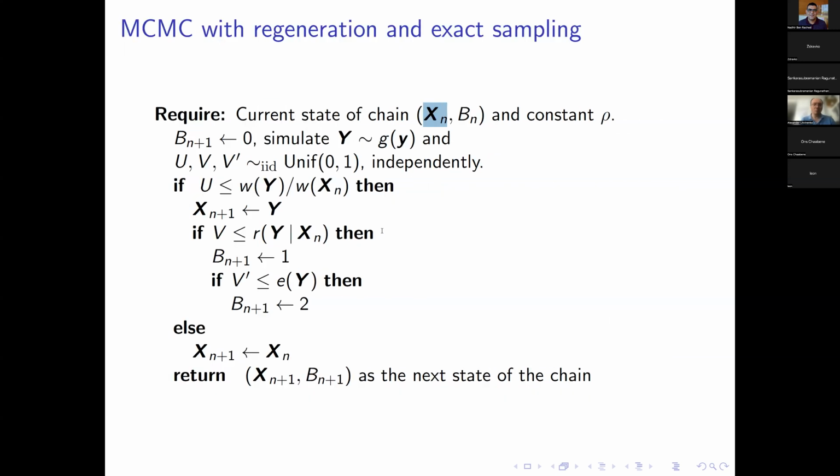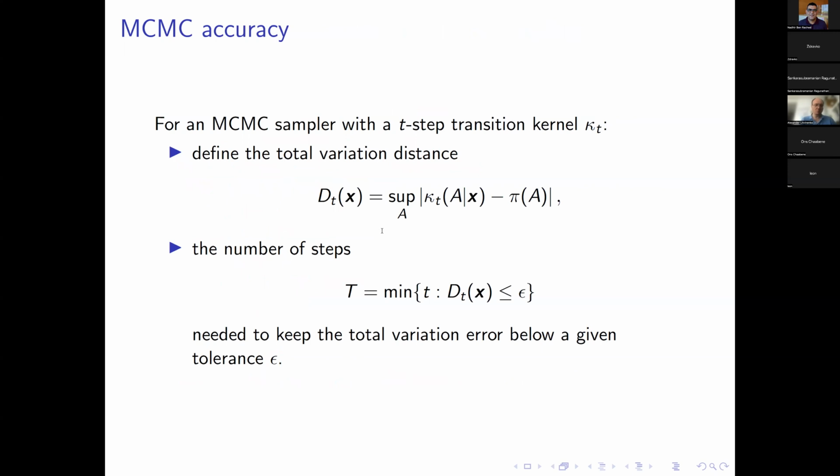And what can we say about the efficiency of such an algorithm when we have rare events? For Markov chains, we can use the total variation distance to measure the distance from the stationary distribution. And so let's take T, which is the number of steps required to bring the total variation distance below epsilon.